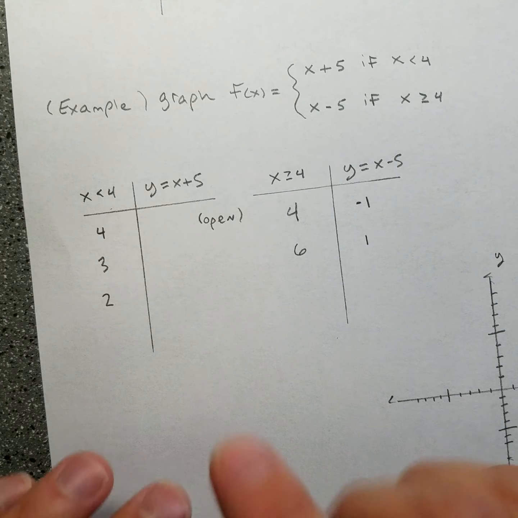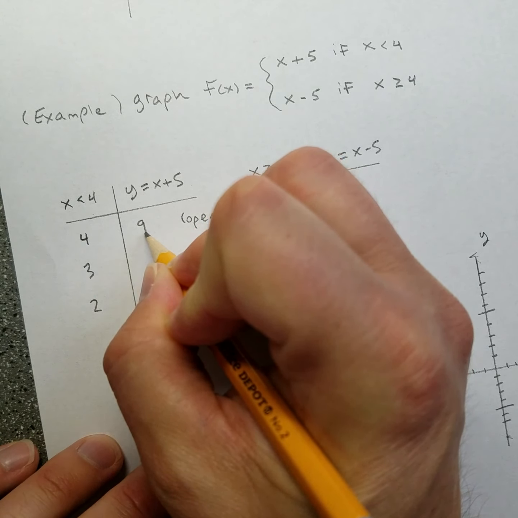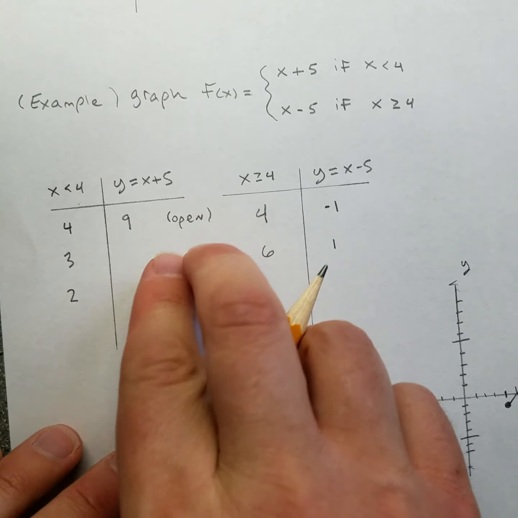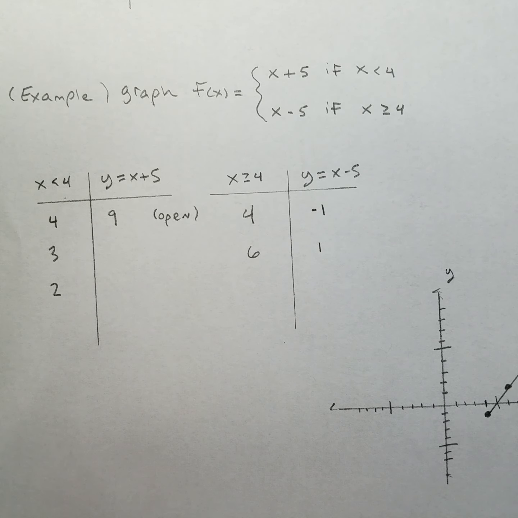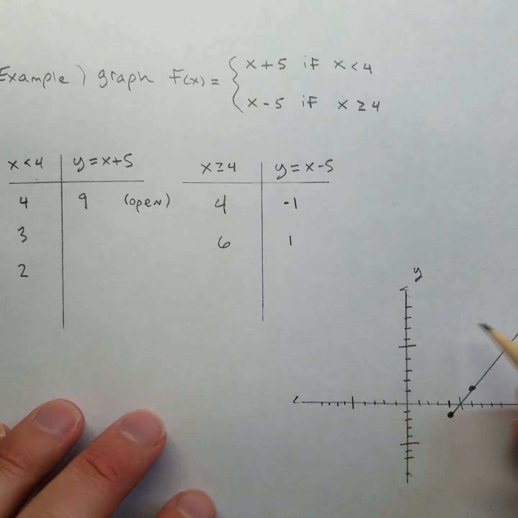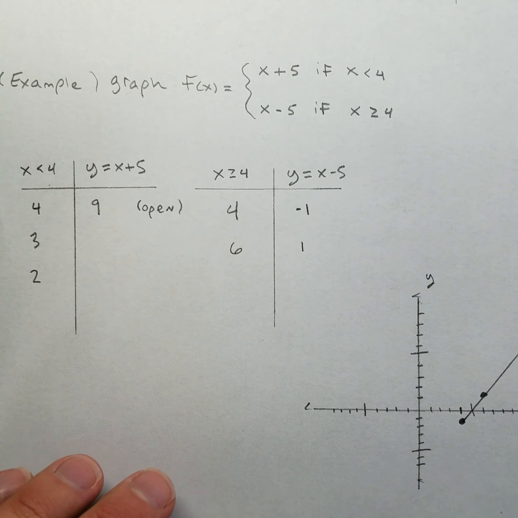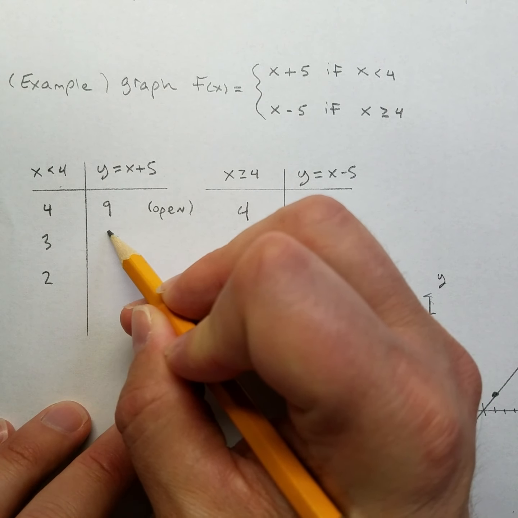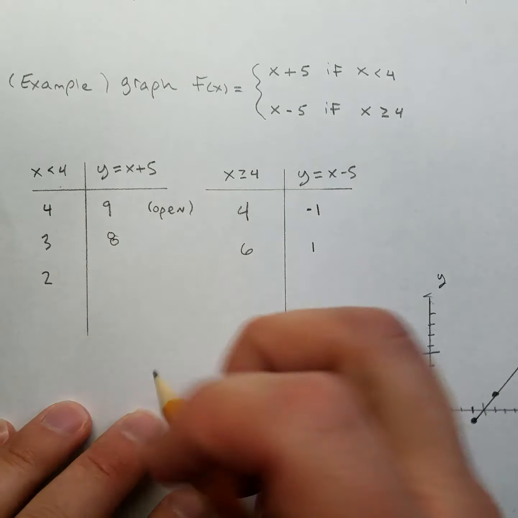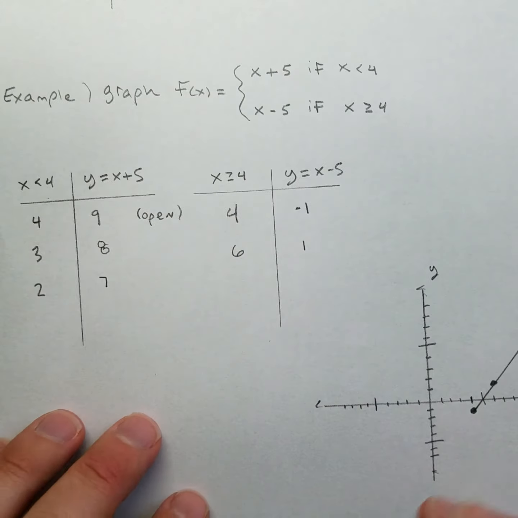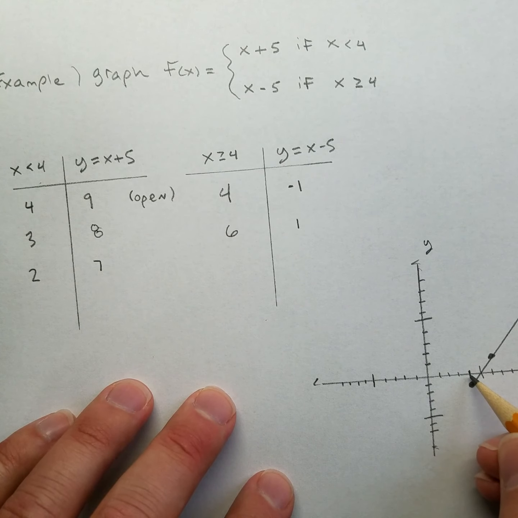Okay? All right, so what happens when you put 4 in? What's 4 plus 5? It's going to be 9. But that point, this really has to be left off. And we'll draw an open circle to indicate that. It's just so much easier than going to 3.9 and trying to put a point. Nah, we're not going to do that. What about 3? You get 8. And what about 2? You get 7. Okay, so let's put those down. 4 for x, 9 for y.